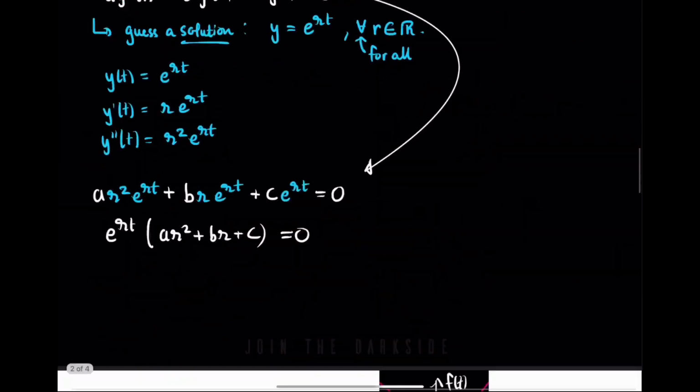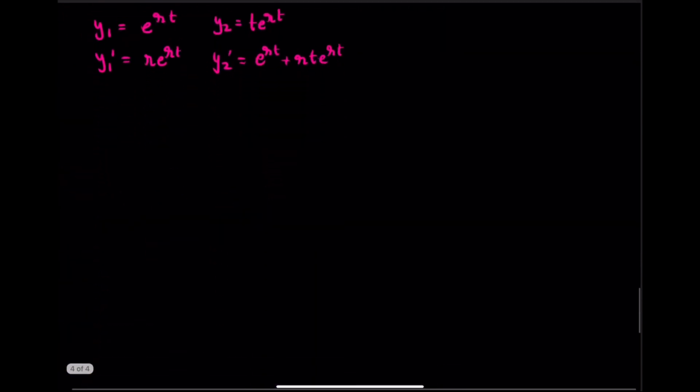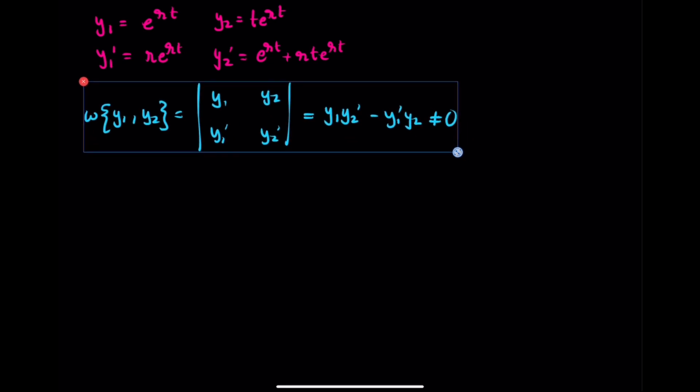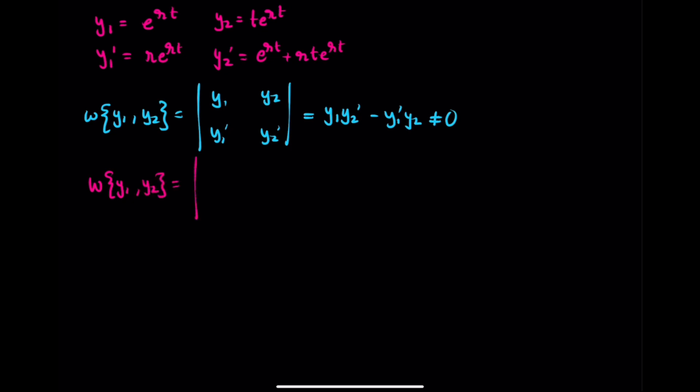Okay, so that's the definition of the Wronskian right there. As you can see, we can just plug these values in for the Wronskian. So y1 is e to the rt, y2 is t e to the rt, y1 prime is r e to the rt, and y2 prime is e to the rt plus rt e to the rt. Okay?